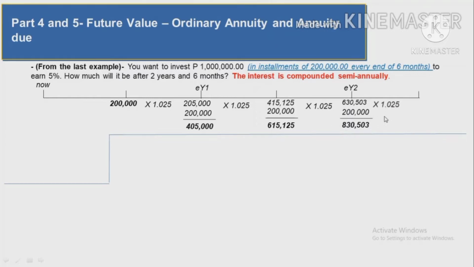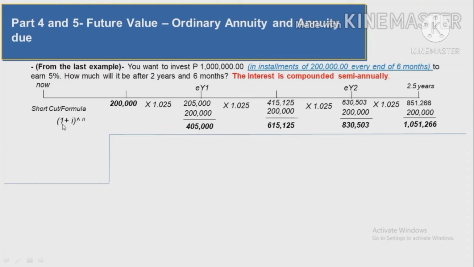And lastly, at the end of 2.5 years, the 835,03 times 1.025 will have 851,266 plus your last investment of 200,000, then you're gonna get 1,051,266. But if we are talking about long maturity periods again, it would be unwise to make a timeline analysis like this one. So we have the shortcut or the formula, which starts with the base formula.